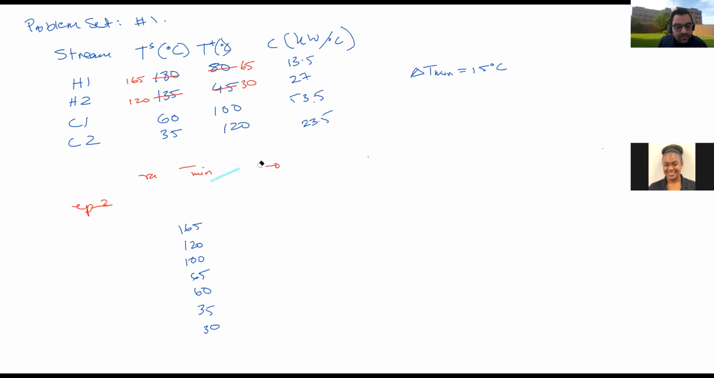So, Dr. Basha, I have a question. Since we have two 120s, are we going to put both of those in there? It's just one temperature, right? It's okay. You just list the numbers from highest to lowest.